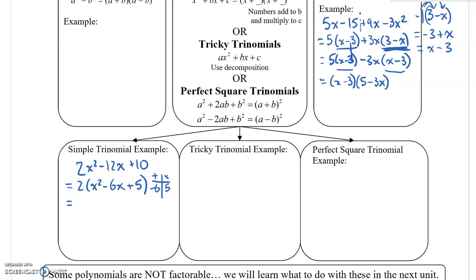You don't need to write out the factors every time. You can just write what those factors are. It's -1 and -5. And so this became 2 times x minus 1, x minus 5. All right, we'll fill in the rest of it later. Let's move on to considering what these tricky trinomials are and how those work.